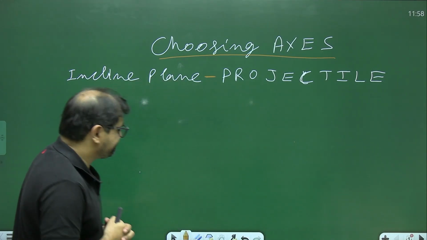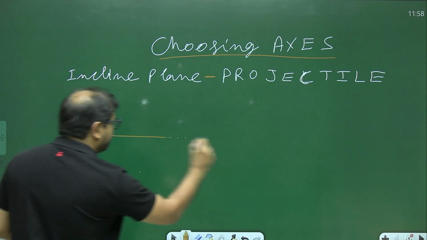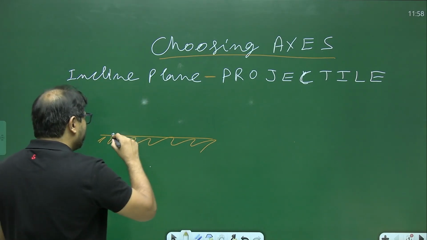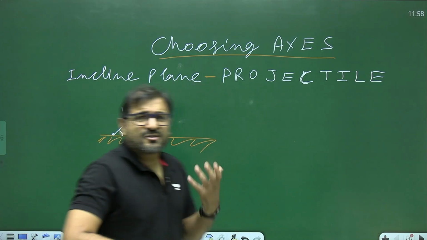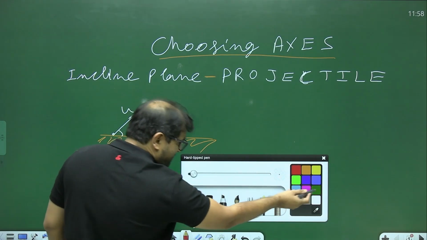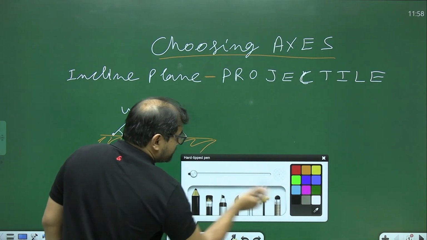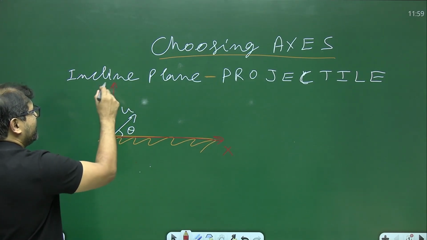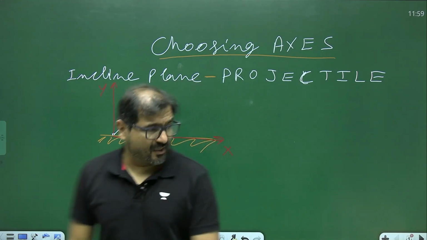So, the point here is this, that any given problem, let us start with projectile, that there is a ground and we say we are projecting something with u velocity. The natural choice to draw axis to solve this simple 2D problem, you must have seen that, is an x-axis like this, a y-axis like this. X-axis along ground, y-axis perpendicular to the ground.